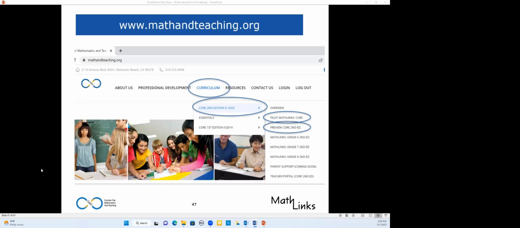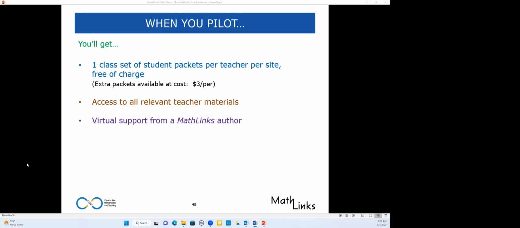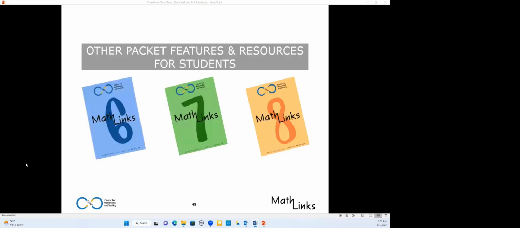If you're not quite ready to pilot, this link here will take you to a place where you could preview 3 packets, 1 from each grade level, which allows you to get a view of the whole packet and even try some of it. When you choose to pilot, here's what you'll get: a class set of consumable student packets, access to all teacher materials, and virtual support from one of us to get you started and work with you as needed. Now let's move on to some student packet features.